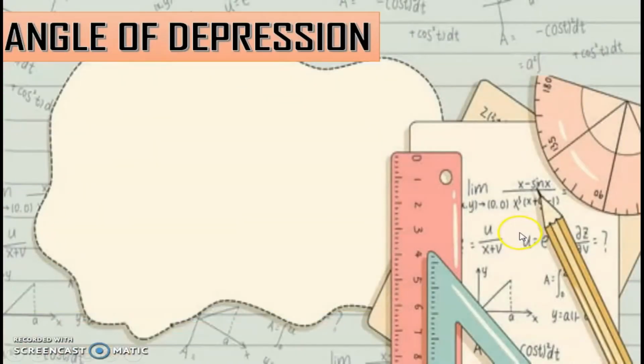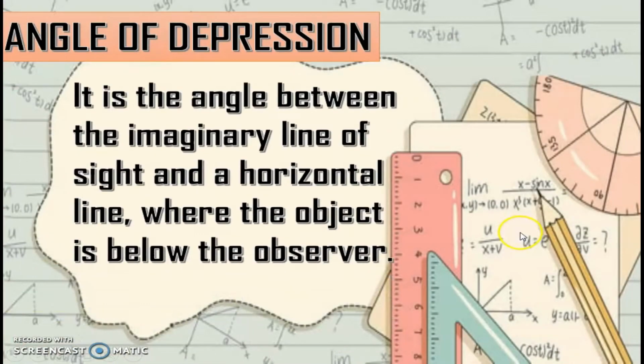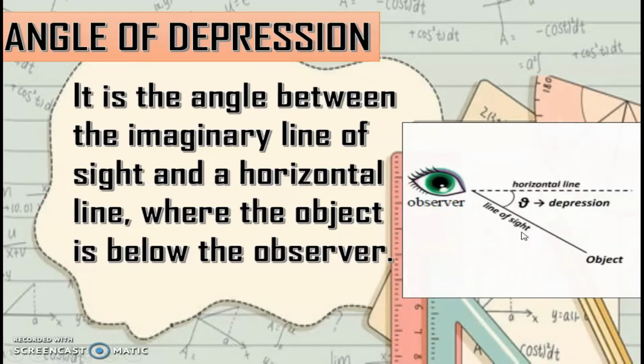While angle of depression is the angle between the imaginary line of sight and the horizontal line where the object is below the observer. So for example, you are on top of a building and you are looking at the people below that building, or you are looking at the cars or the trees below that building. So this is your line of sight towards that object. And of course, here is the horizontal line. Angle of depression is the angle between the horizontal line and your line of sight.